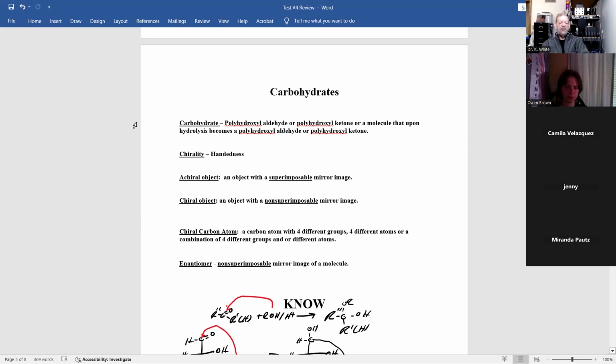And a carbohydrate, you should know, is a polyhydroxyaldehyde or polyhydroxyketone, or a molecule that upon hydrolysis becomes a polyhydroxyaldehyde or polyhydroxyketone. By the way, poly is the Greek prefix for many, and that means there are a lot of OH groups in that molecule. Now, there's a Greek word called chirality or chiral. And chiral means handedness. And just like your hands, there's a right and a left.